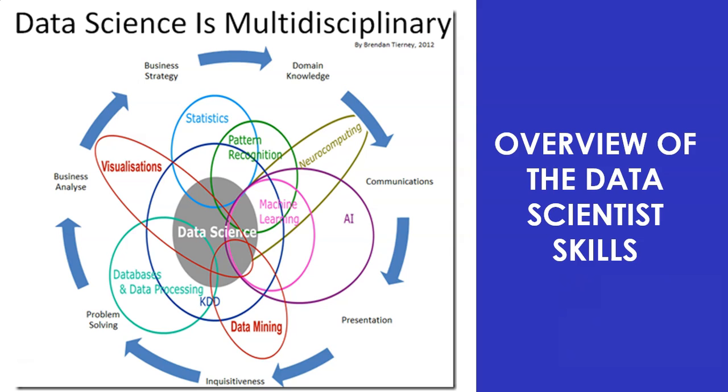When you talk about soft skills, you need to understand the business problem. First of all, you need to understand the business problem, business analysis, business strategy, and domain knowledge. If you're working, for example, in banking, you need to have domain knowledge of things that are done in banks, and communication and presentation. And going to the technical skills, you need to have statistical knowledge, visualization, machine learning, data mining, and particularly database skills.